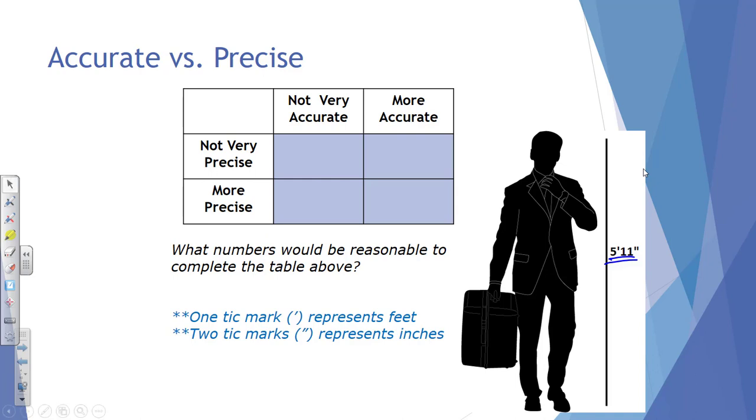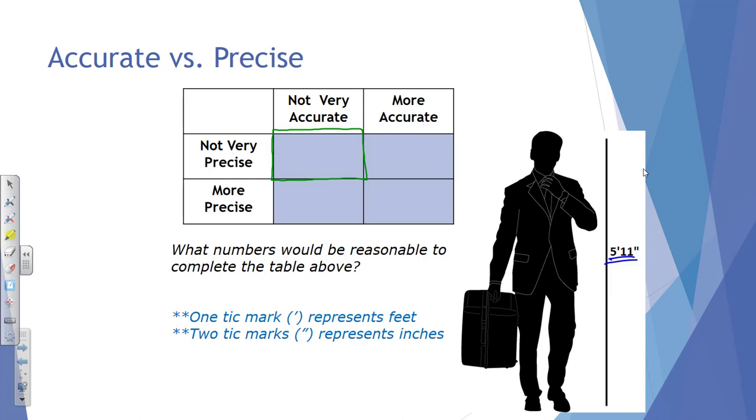Okay, so let's look at an example of what each of these would look like. Let's start with not very precise and not very accurate. Take just a second and think, what kind of a measurement could we report that would be neither accurate nor precise for the height of this gentleman?